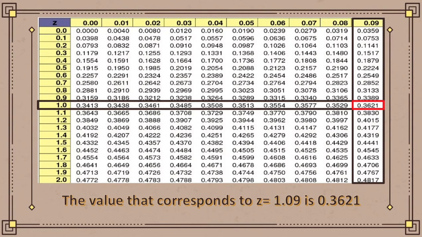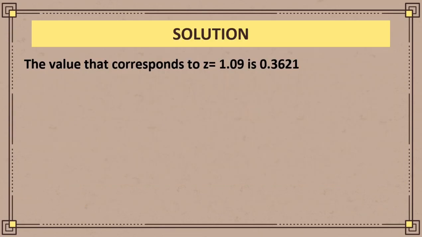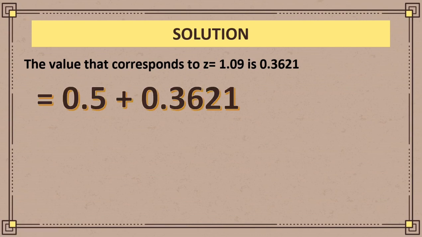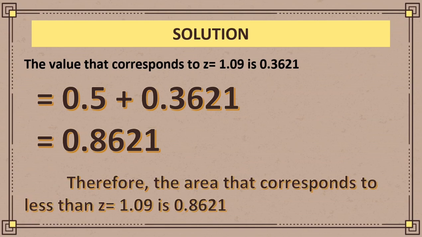Then the value that corresponds to z equals 1.09 is 0.3621. Okay, now, since our clue word is less than and our given is positive, we will add 0.3621 to 0.5. So, it will be 0.5 plus 0.3621. The answer is 0.8621. Therefore, the area that corresponds to less than z equals 1.09 is 0.8621.